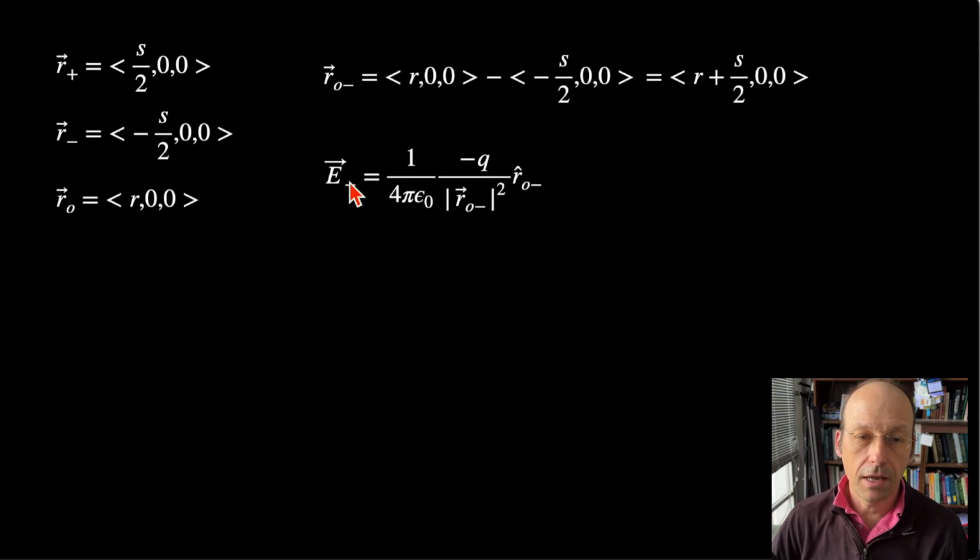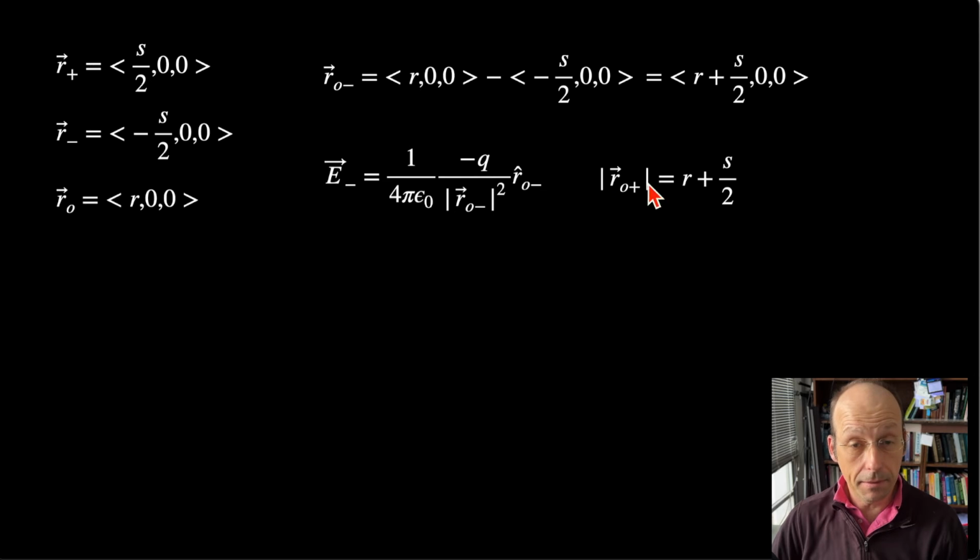Then we can write our electric field. Now we have a negative charge, so I put negative q there, but my magnitude is different too. It's r plus s over 2. So there's two differences. The unit vector RO minus is still in the positive x direction, right?